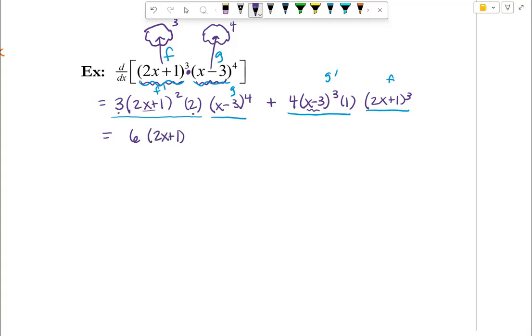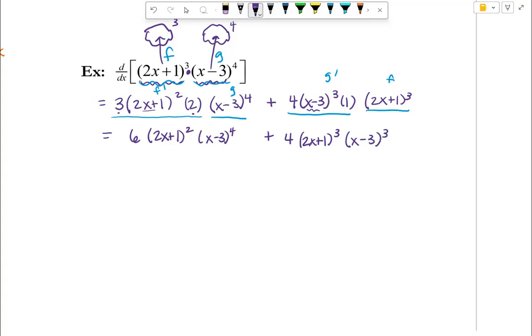I have 2 factors of 2x plus 1, and I have 4 factors of x minus 3. So when I say I have 4 factors of x minus 3, that means x minus 3 to the 4th power. For my second term, we just have a 4 times a 1. I'm going to write these in the same order. So I'm going to say that I have 3 factors of 2x plus 1. And we have, wait a minute, are those both 3's? Yeah, we have 3 factors of 2x plus 1, and we have 3 factors of x minus 3.